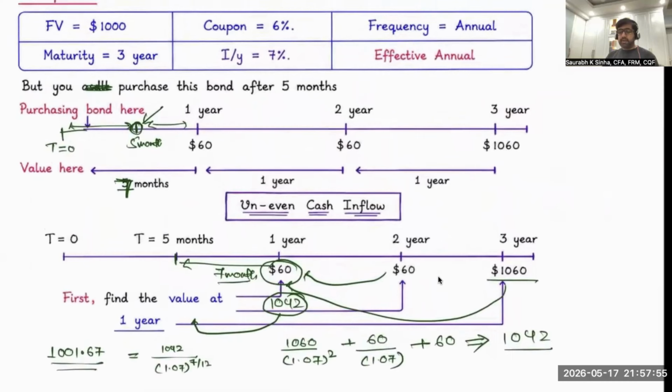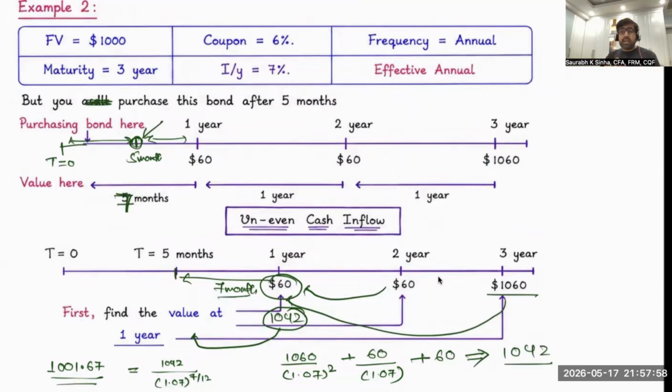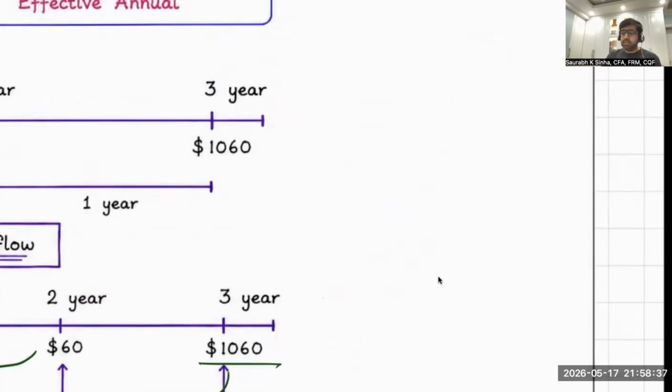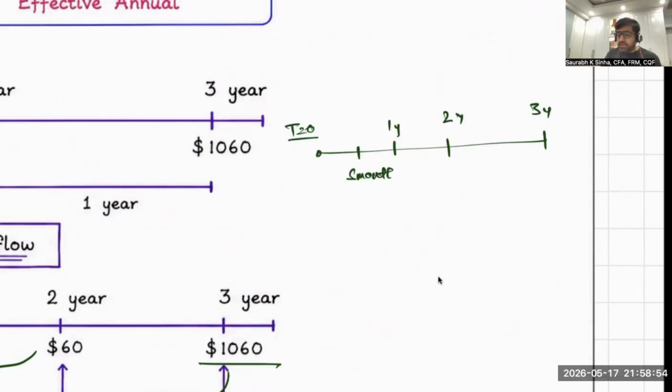This is the value of the bond you're ready to pay if you purchase this bond not today, but after 5 months. Now, what is this 1001.67? This is the price that you're ready to pay if you buy the bond not today, not on the issuance day, but after 5 months. So, this is the number line. This is 1 year. This is 2 years. This is 3 years. Today, the bond got issued in the market, but you're purchasing it after 5 months. What is the price you're ready to pay?